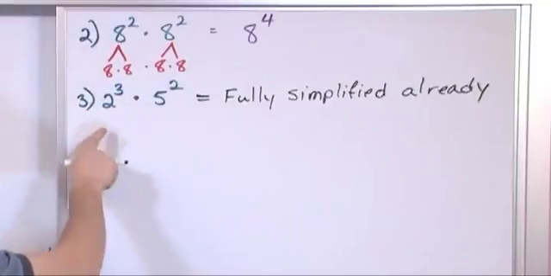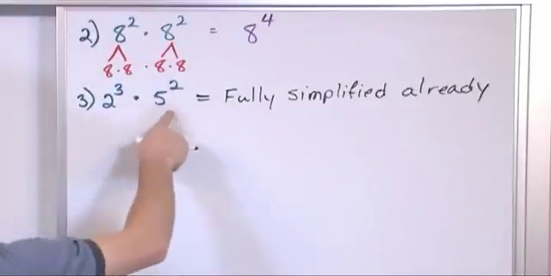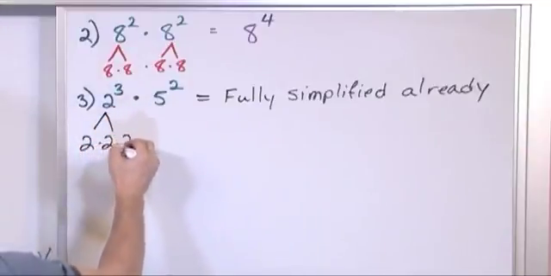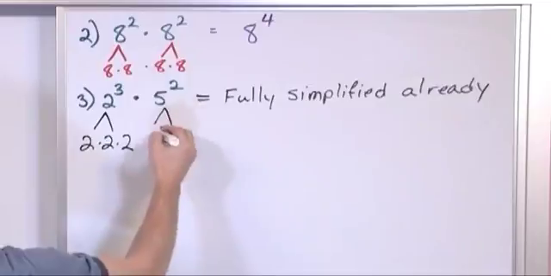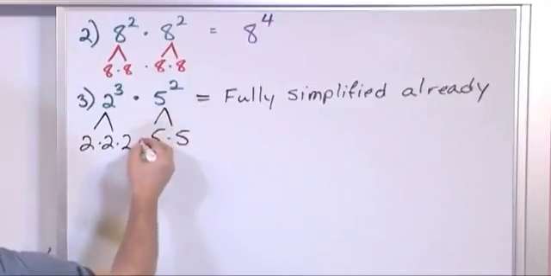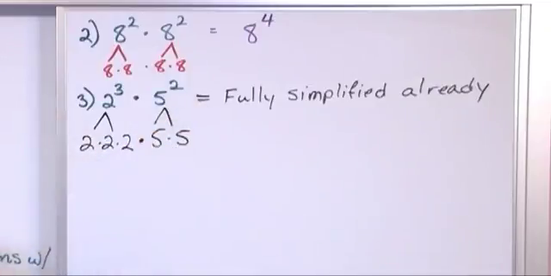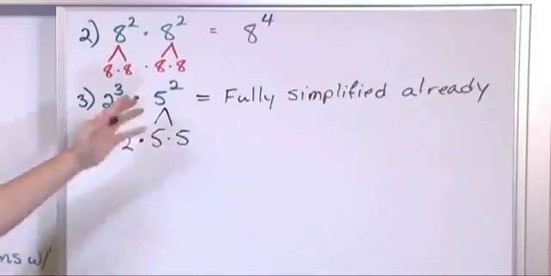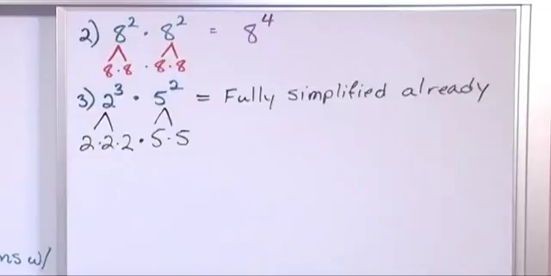This is completely different. If I were to break it out, this is 2 times 2 times 2, and this guy is 5 times 5. Now they are all multiplied together, but I can't simplify it into one exponent because the bases are different. I can't just count them all up and add them because they're different.